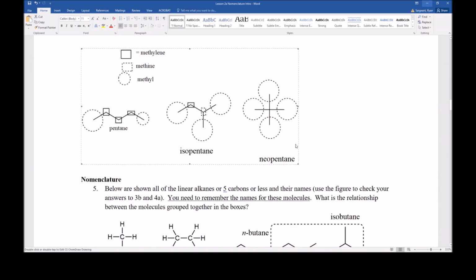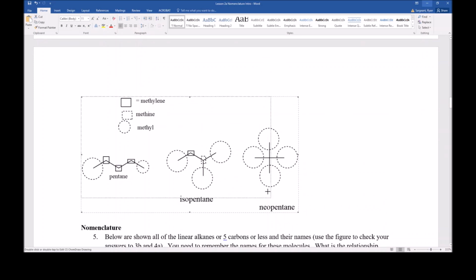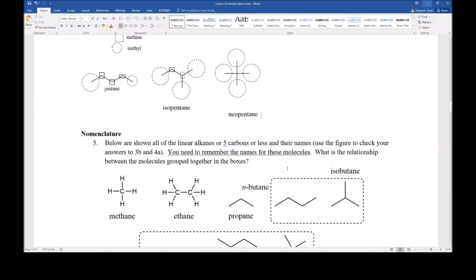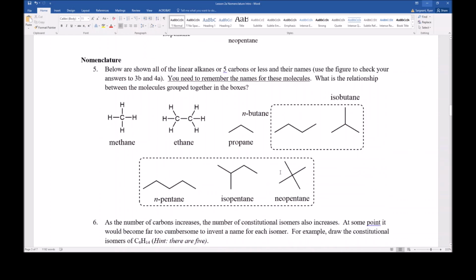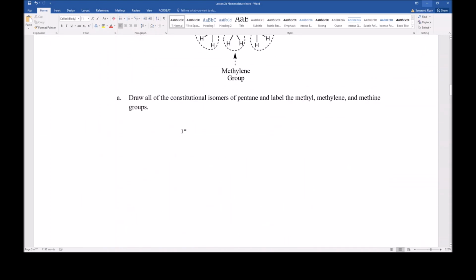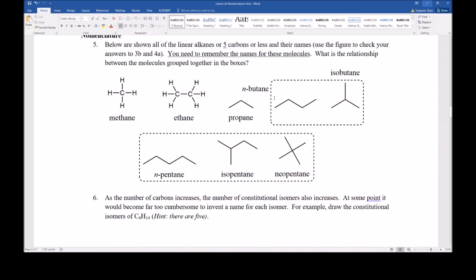and the methine groups. These common names for pentane are common names that you should be familiar with as the semester progresses. So it's useful to know these ones. I actually have them written down here. So below are shown all the linear alkanes of 5 carbons and less, and their name. And I have actually the answer to these questions up here already. So we've already looked at butane and isobutane. There's that normal butane, which is entirely optional. And then we have the normal pentane, which, again, equally correct just to refer to the normal pentane as pentane. You have isopentane and neopentane.